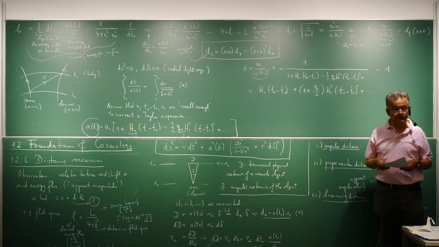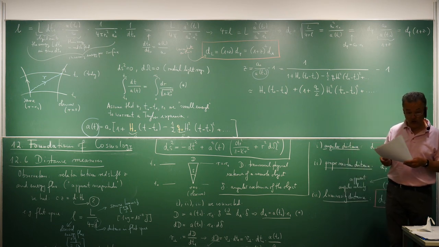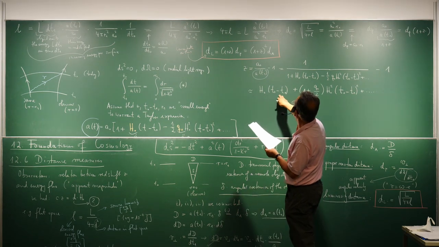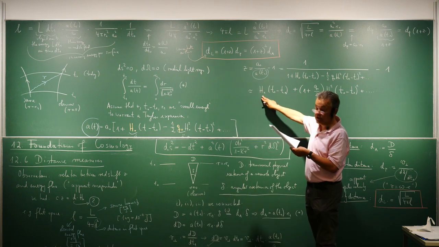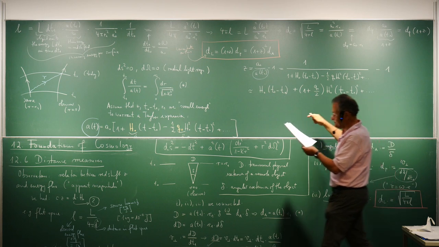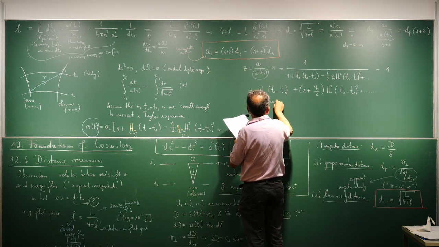How do we solve that? Because these are small quantities, we solve it recursively. That is, we first write t naught minus t1 as z over H naught, and this we insert then here in that. So we solve this recursively.